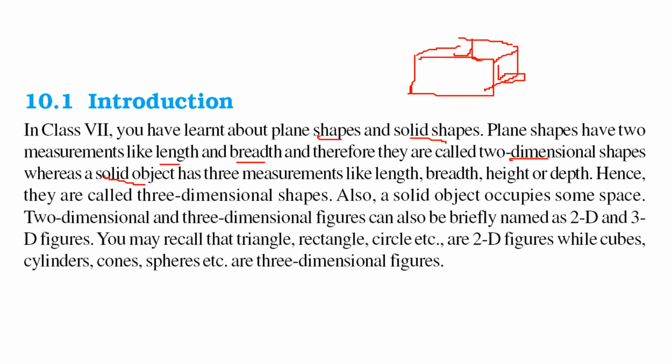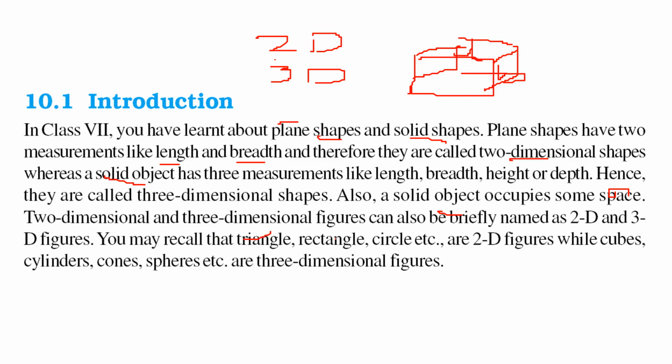Because the solid shape comes in various categories, like a cylinder. Cylinder is also a solid shape. Cone is also a solid shape. So a solid shape and a solid object occupies some space also. So you can just say two-dimensional as 2D and three-dimensional as 3D.